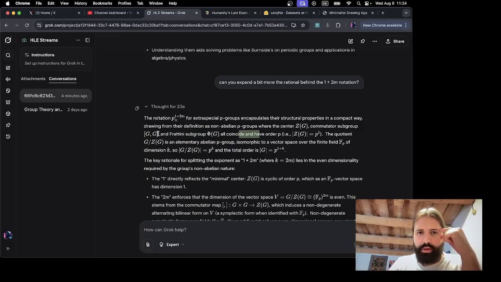Okay, so one second. Drawing from the definition as non-abelian p-groups where the center, the commutator subgroup. Okay, so these are three. So what is the commutator subgroup?